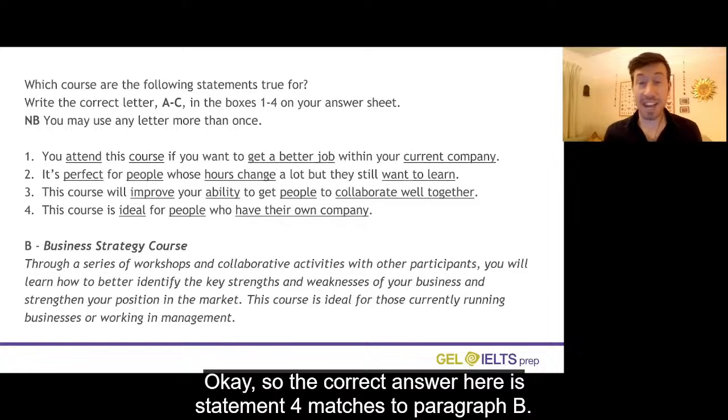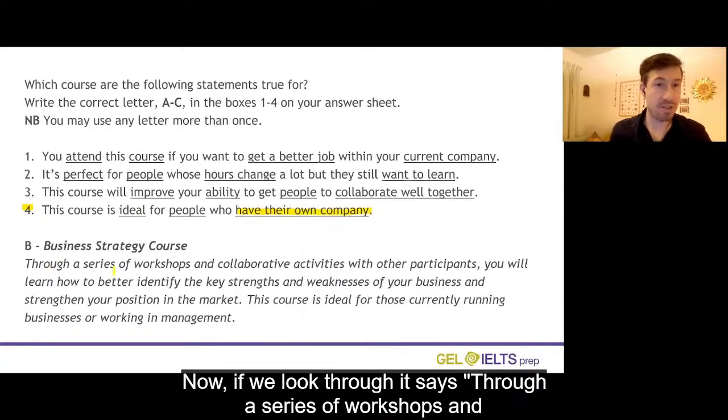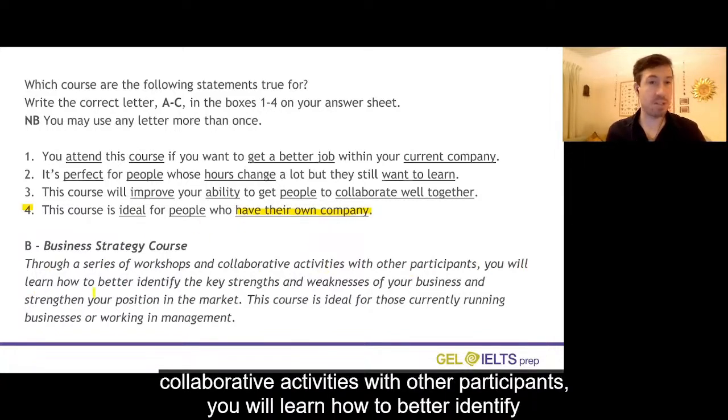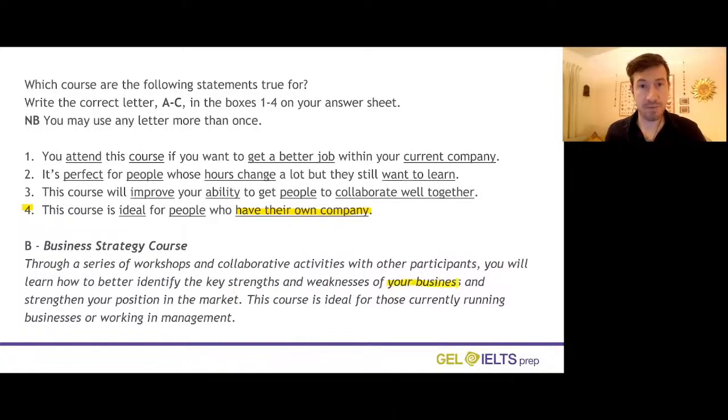Okay, so the correct answer here is statement 4 matches to paragraph B. Let's have a little look. It says this course is ideal for people who have their own company. Now, if we look through, it says through a series of workshops and collaborative activities with other participants, you will learn how to better identify the key strengths and weaknesses of your business. Okay, have their own company.